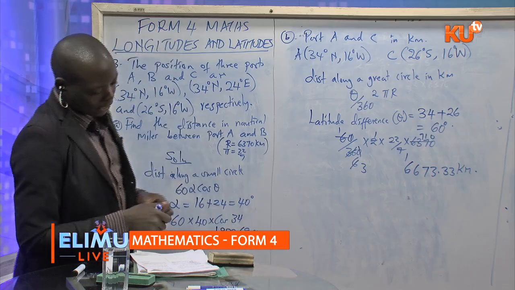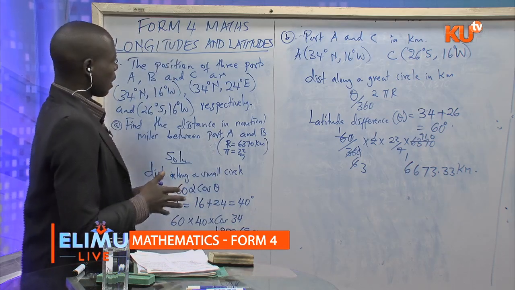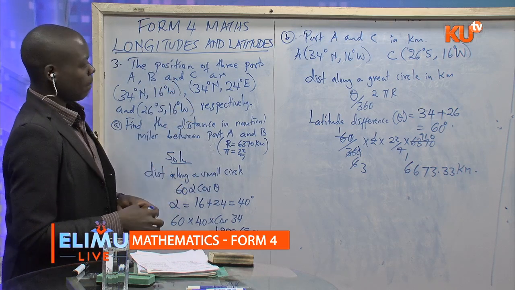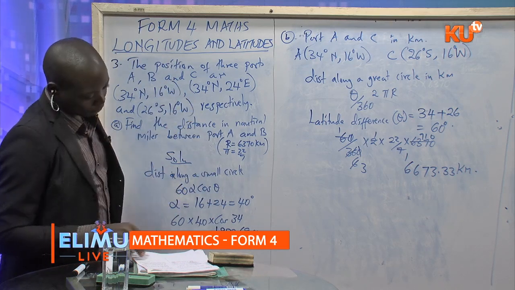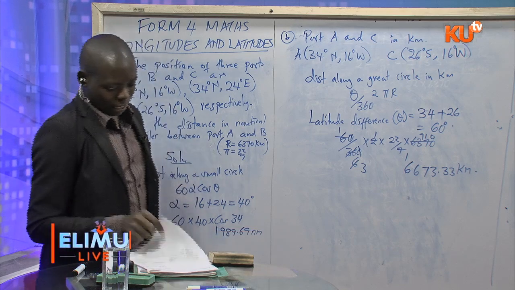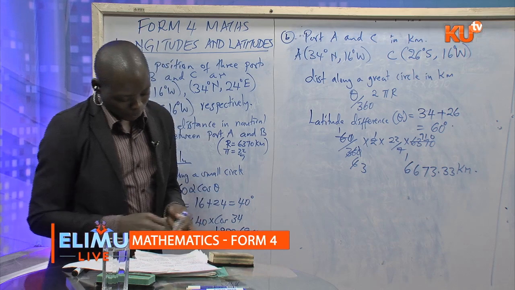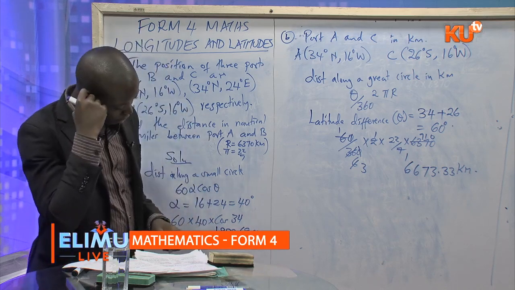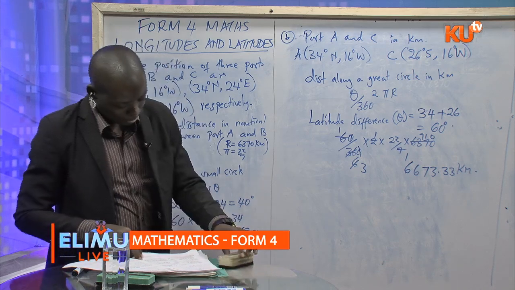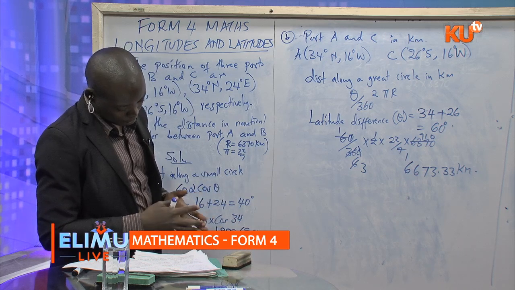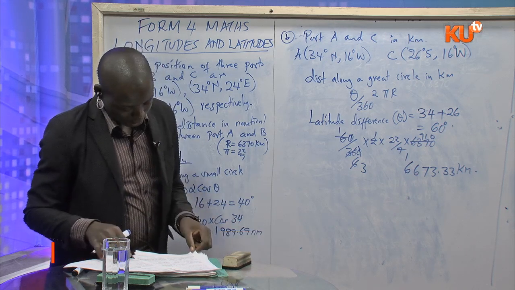So we shall have calculated the distance along a great circle for these 2 points, point A and point C. So that is what we need to understand in our lesson today. Maybe for the case of our students who are also watching, I want to write one question here, then we can be able to summarize.